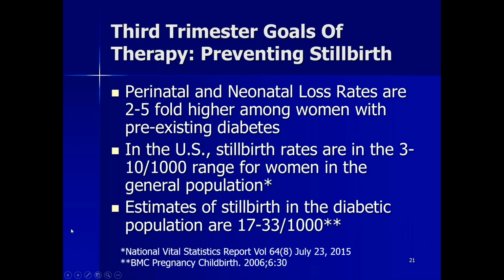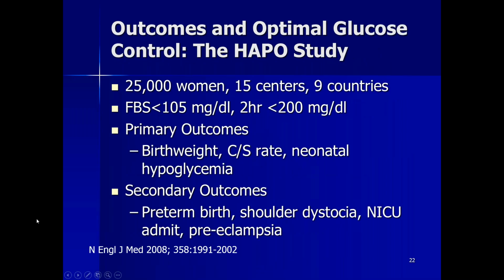In the United States, our baseline stillbirth rate, depending on the subpopulation and what area of the country you're in, is anywhere in the 3 to 10 per thousand range for the women in the general population. For women in the diabetic population, there are numbers all over the place, from 17 to 33 per thousand. But again, those really can be stratified into those with poor control and large babies, who have higher stillbirth rates than the well-controlled gestational diabetic with a normally grown baby. Her stillbirth rate is not significantly increased prior to term.